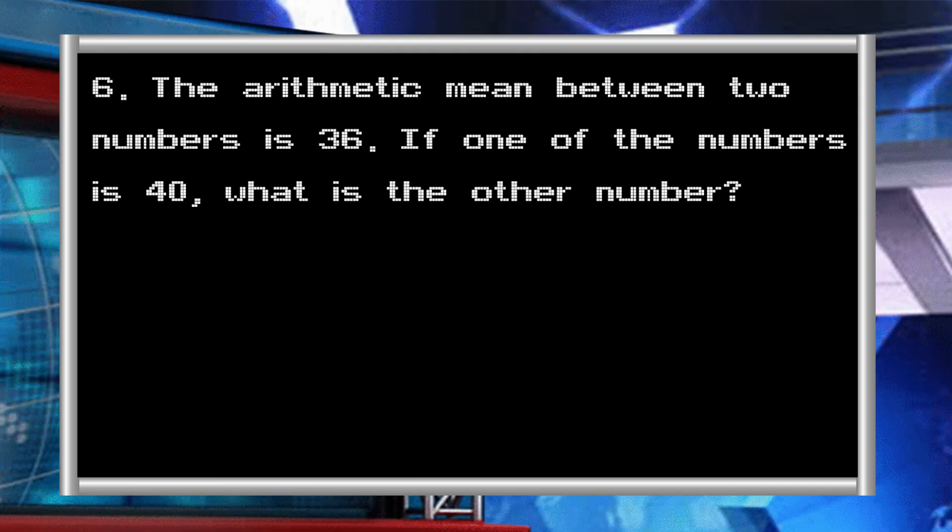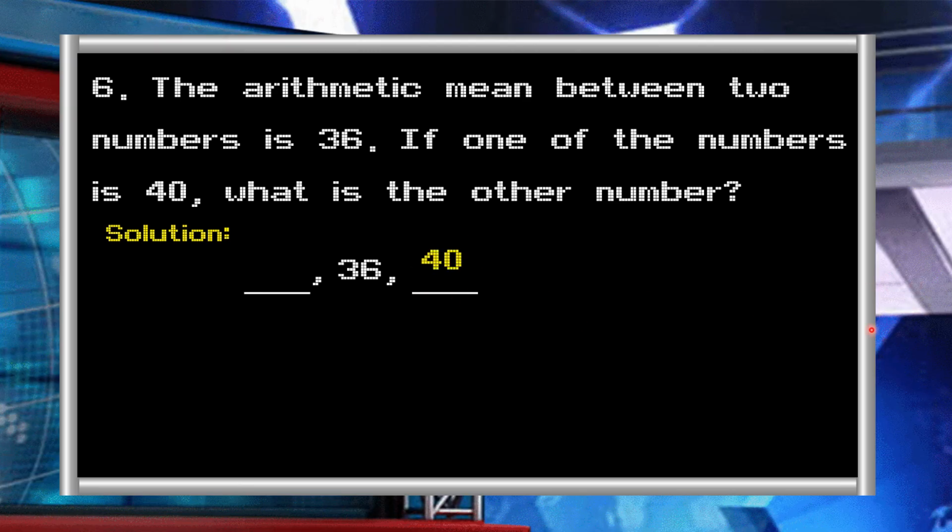Example 6. The arithmetic mean between two numbers is 36. If one of the numbers is 40, what is the other number? Now, we have two different solutions for this. So, let's check muna kung paano. So, meron tayong binigay na arithmetic mean, 36. So, syempre, siya yung nasa gitna. If one of the number is 40, so pwede natin ilagay dito yung 40 or pwede rin dito. So, let's put it here.